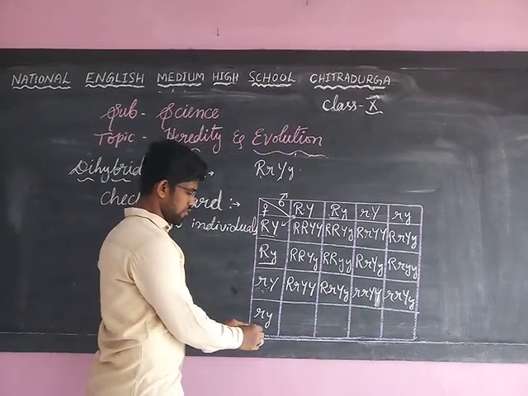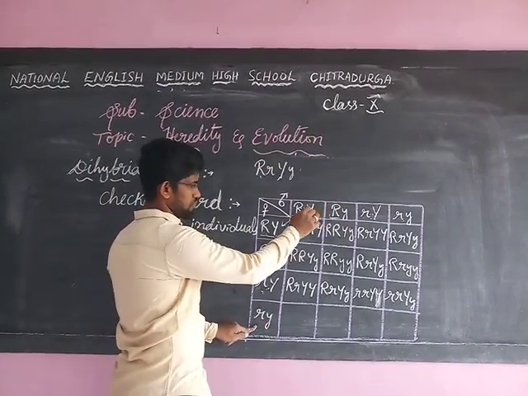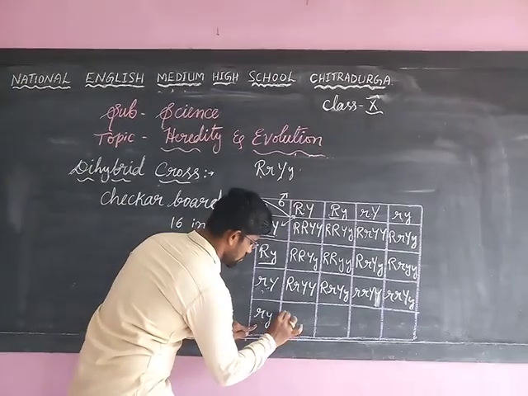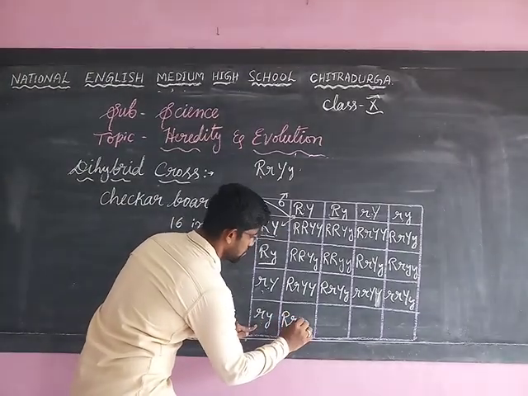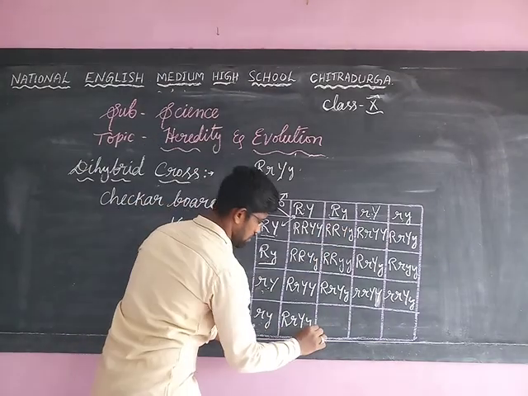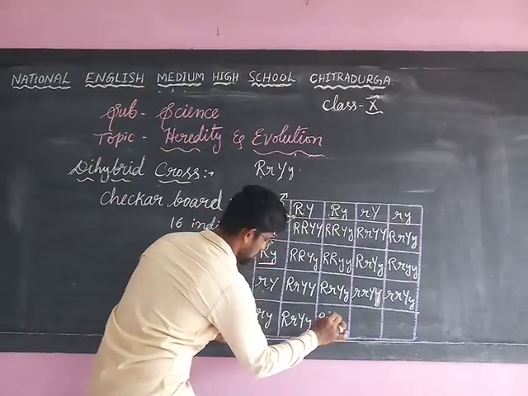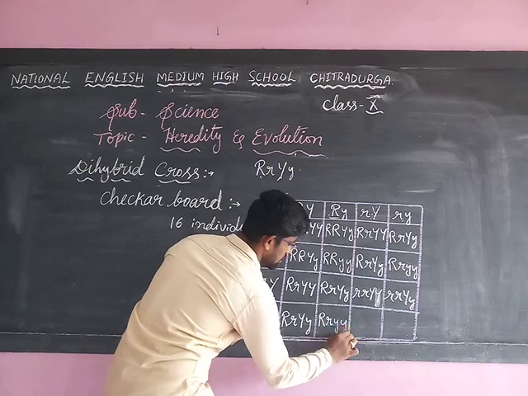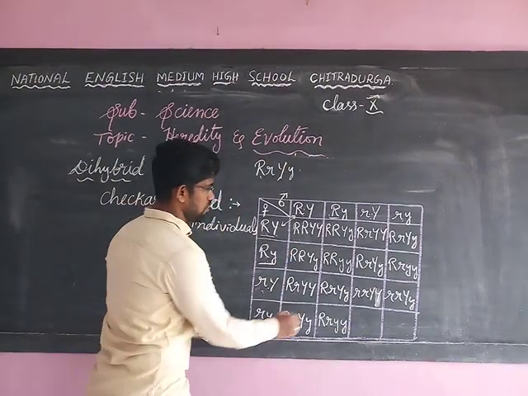Then at last, from this one to all 4. First this one to this: capital R, small r, capital Y, small y. From this one to the second: capital R, small r, small y. From this one to the third one.